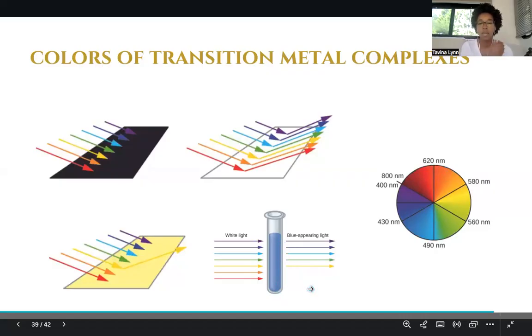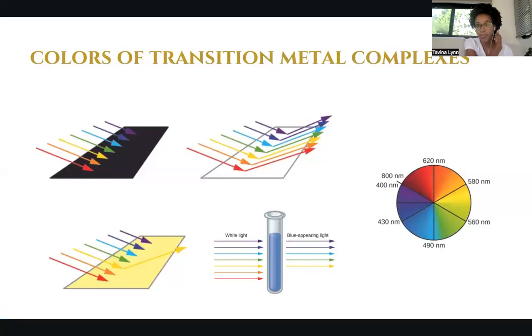So the main takeaway here is whatever light is absorbed, we don't see it. Whatever color we see means that light is not absorbed and it is reflected.